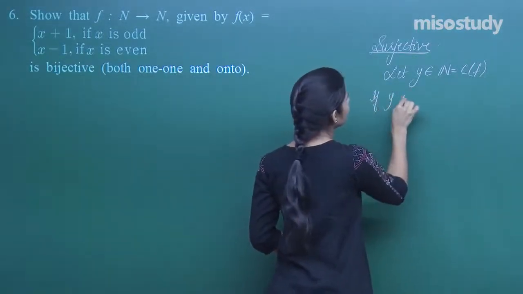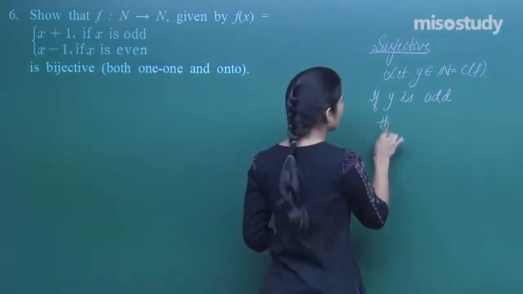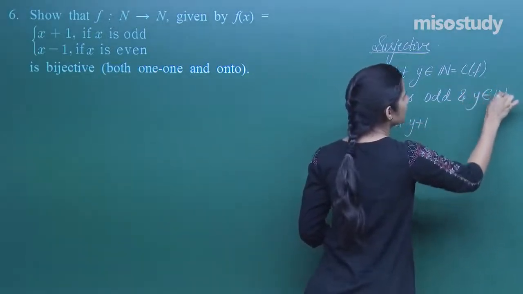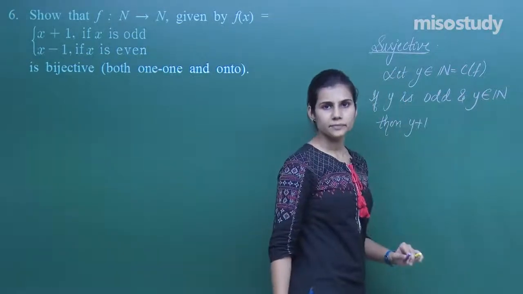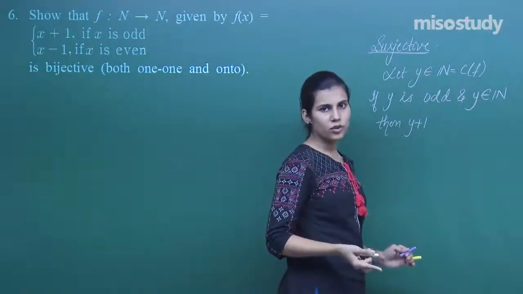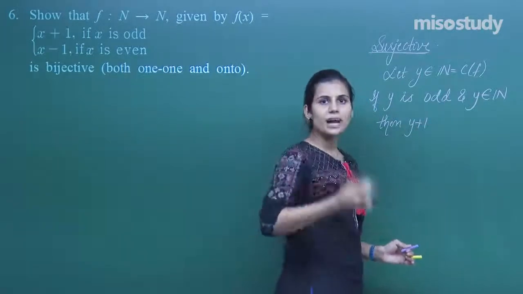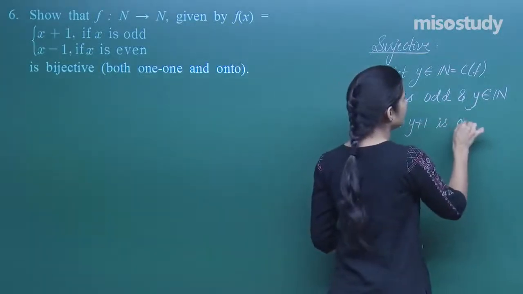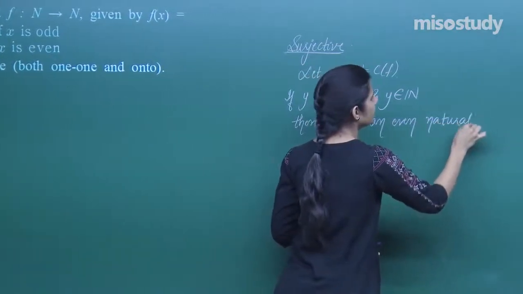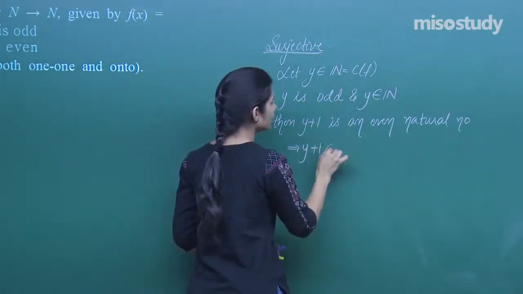If y is odd, then y plus 1 and y is a natural number. If y is an odd natural number, suppose y is 3, then just next to 3 is what? 4, which is even. If y is 5, that is an odd natural number, just next to 5 is what? 6, which is even. Whenever y is an odd natural number, y plus 1 is an even natural number. So if y belongs in N, this implies y plus 1 also belongs in N.